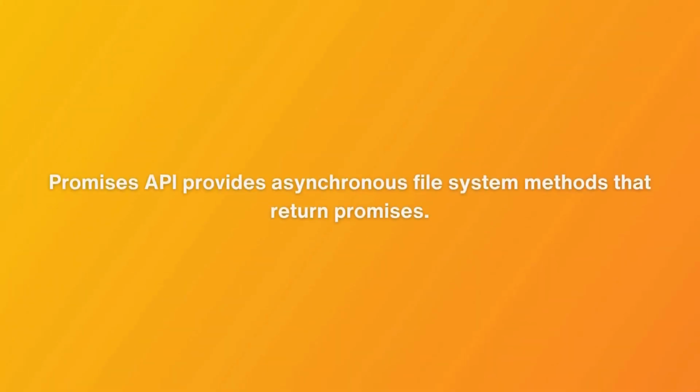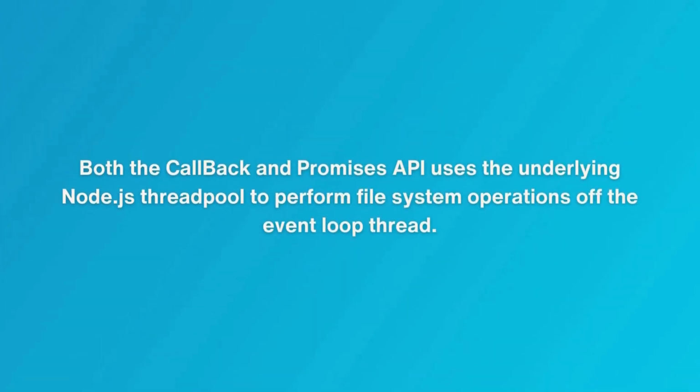And lastly, we have the promises API. These provide asynchronous file system methods that return promises. It was added to Node in version 10. Before that, all the asynchronous operations were performed using the callback API. And lastly, as I told you before, both the callback and promises APIs use the underlying Node thread pool to perform file system operations off the event loop thread. Now, let us look at the example using the promises API, callback API, and the synchronous API.